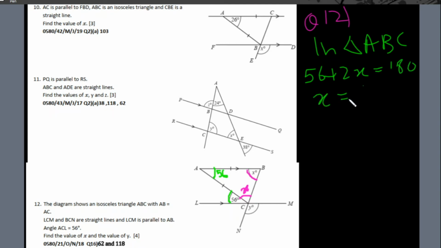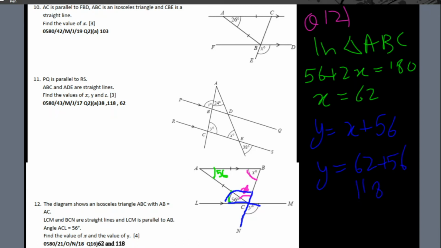So in triangle ABC, we can use 56 plus 2x equals 180, which will give us x equals 62. 180 minus 56 over 2. Yes, the given answer is right. Next we have to find y, and y is simply vertically opposite to x plus 56, this whole thing. So y equals x plus 56. So y equals 62 plus 56, which gives us 118.